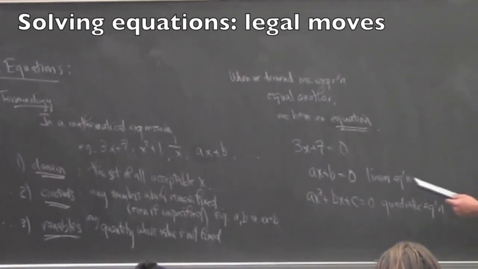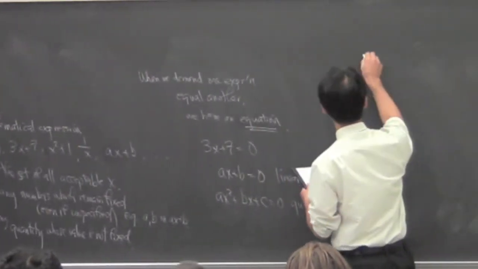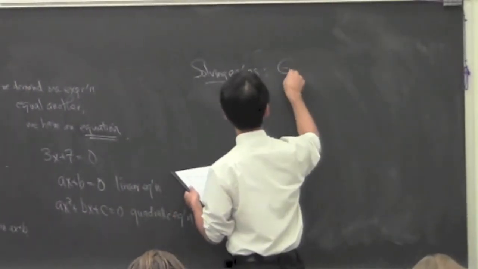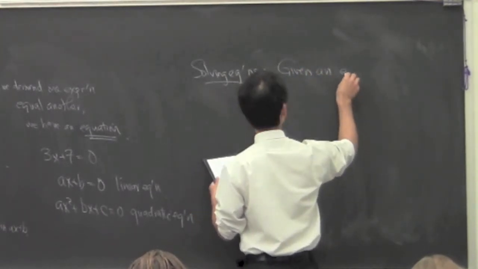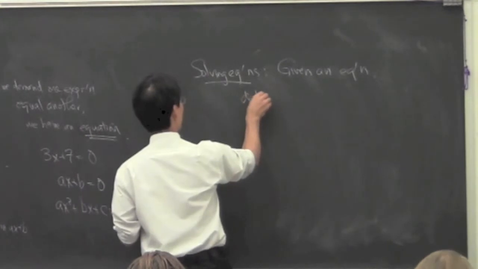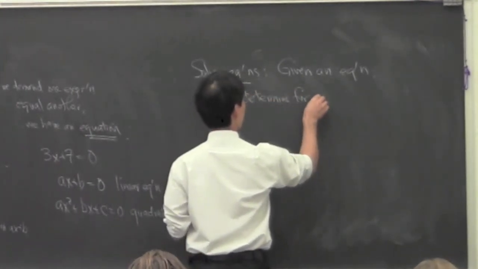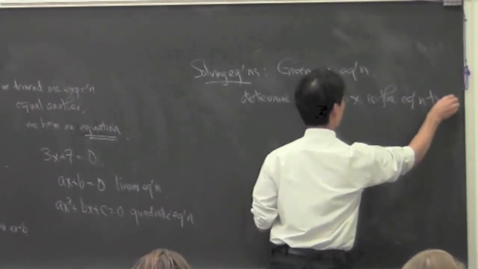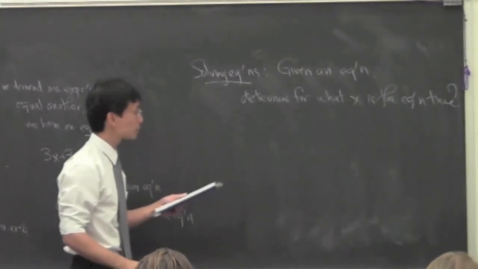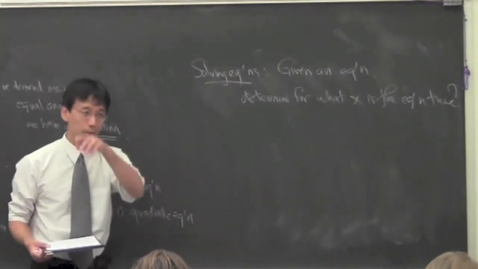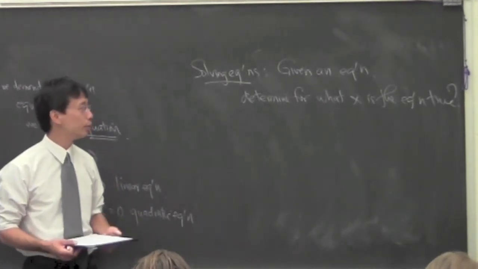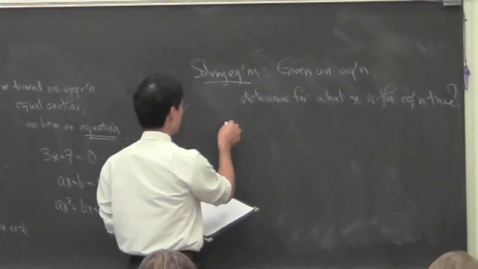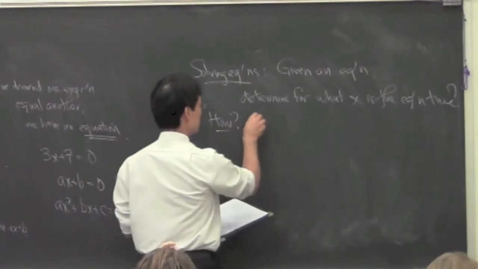And of course, as you have all played this game many times, there's the game of solving equations. Given an equation, you have to determine for what x the equation is true. You have to find the solution set, all the x for which the equation is true, and you find out who satisfies the equation. How do you do it? Usually by simplifying the equation.